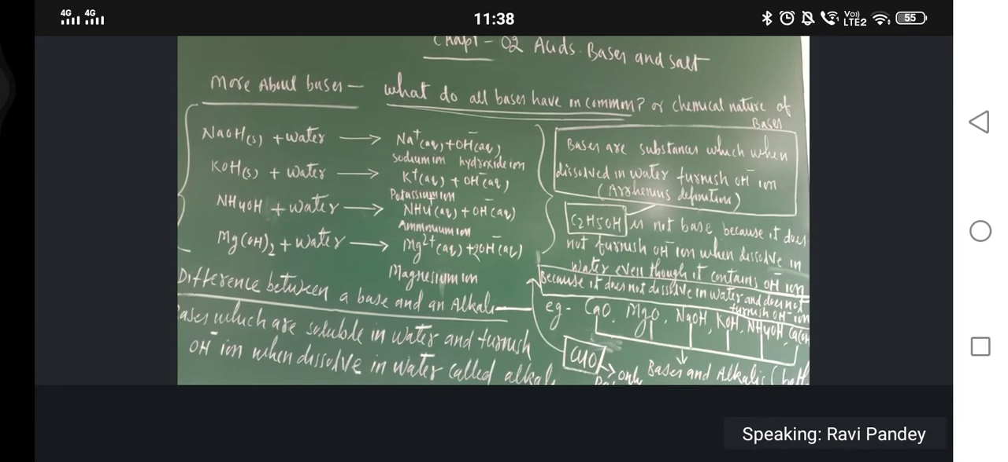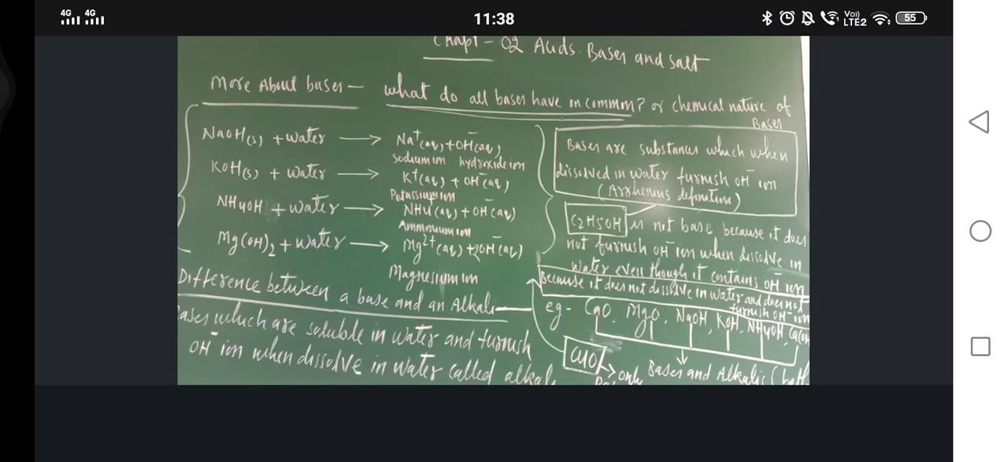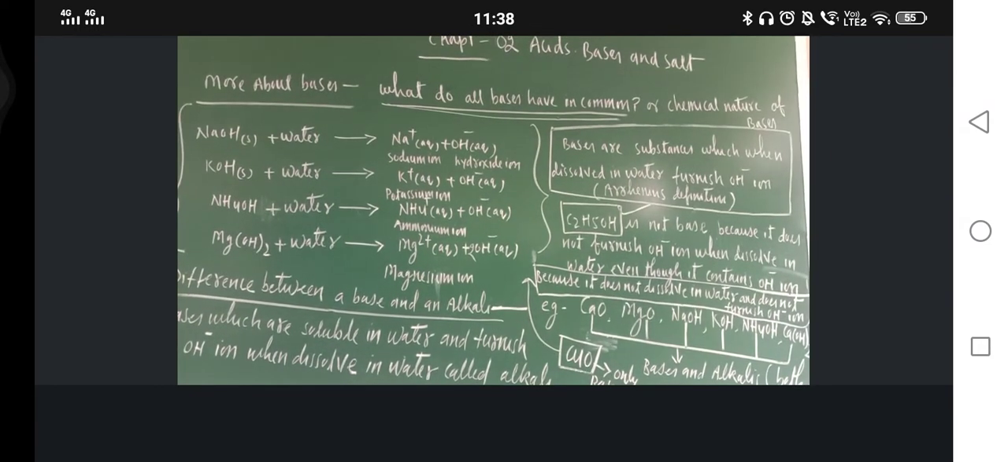I am applying the collar mic now. Please keep indicating to me whether I am audible or not. Don't worry. If the blackboard is not completely visible, I will keep adjusting it and you keep writing the things which I have already written on the blackboard, and I will explain.